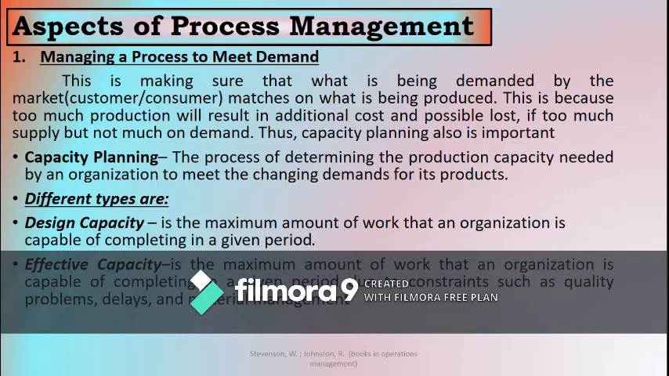So we have already discussed that in a process, there is input, and then the process, and then of course the output. So managing a process to meet demand. This is making sure that what is being demanded by the market or customers or the consumers matches what is being produced. This is because too much production will result in additional cost and possible loss. If there is too much supply but not much demand, thus capacity planning is also important.